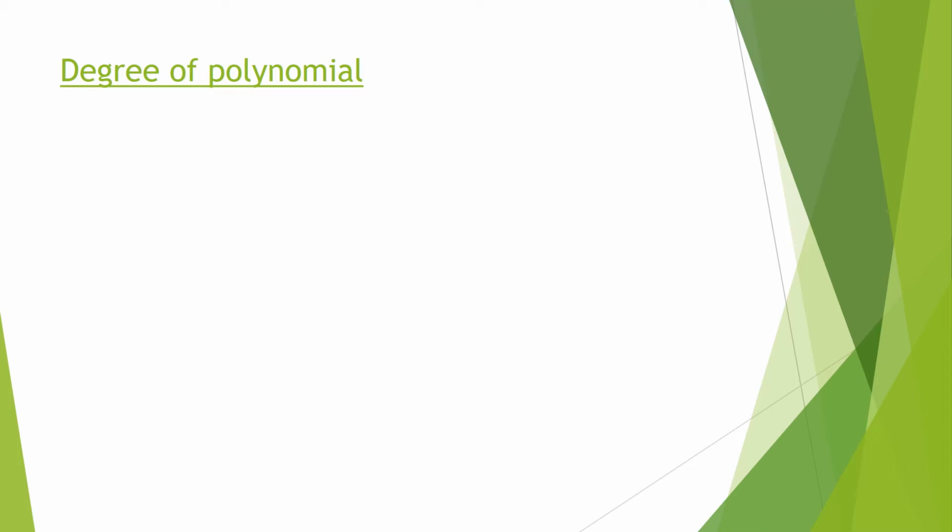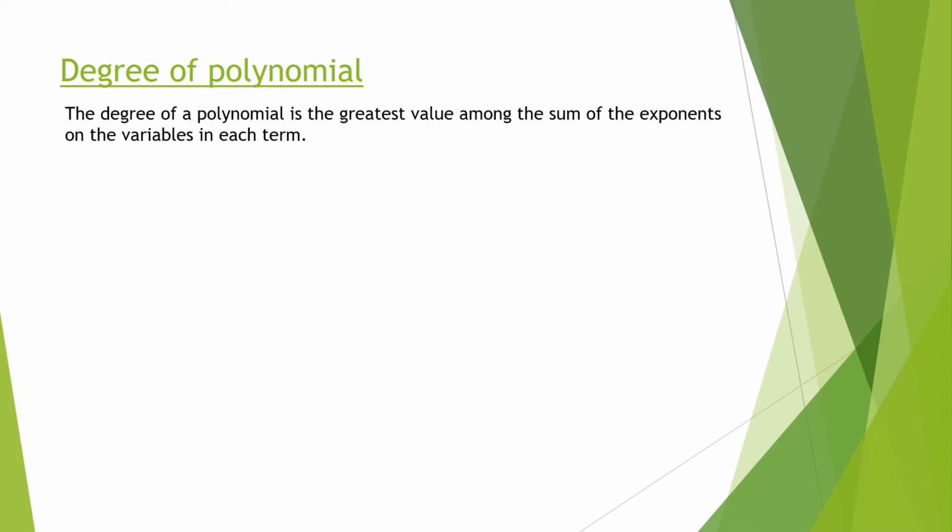The degree of a polynomial. The degree of a polynomial is the greatest value among the sum of the exponents on the variables in each term. Only the variables. So, for example here, negative 3x power 3. What do I have here? X power 3, the variable here has a power 3, so it's the third degree. Okay?